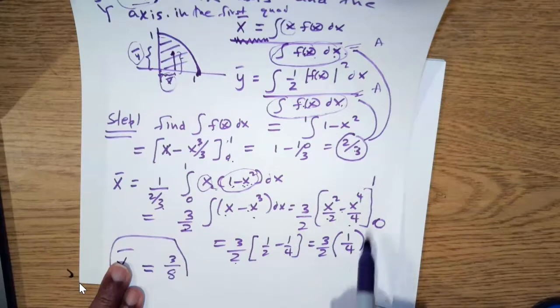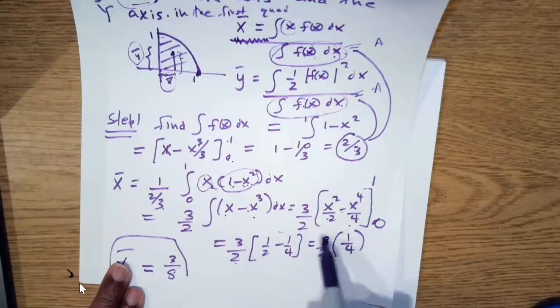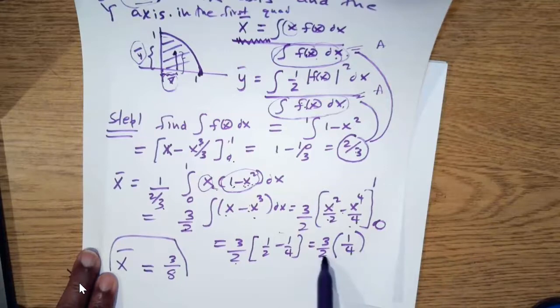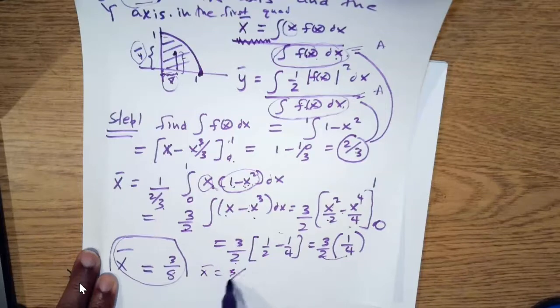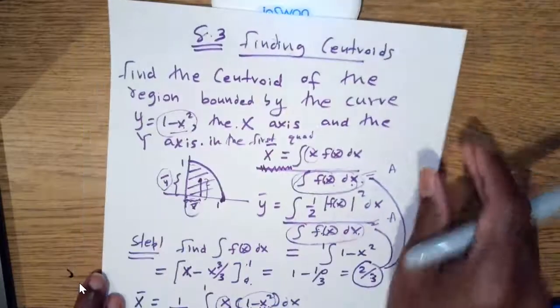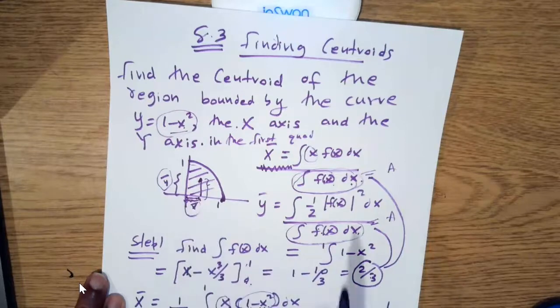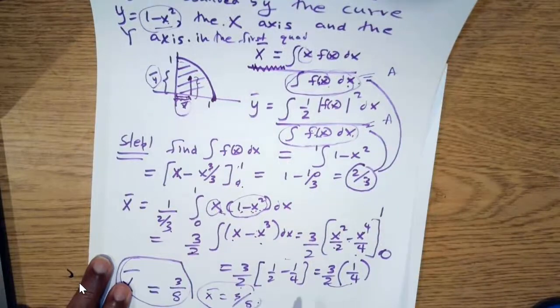So 1/2 minus 1/4 is the same as 1/4. So 3/2 times 1/4, which is equal to 3 over 8. So x bar is 3 over 8. So basically what it says is that if you take this area, if you take the centroid, the distance along the x-axis to the centroid is 3 over 8.